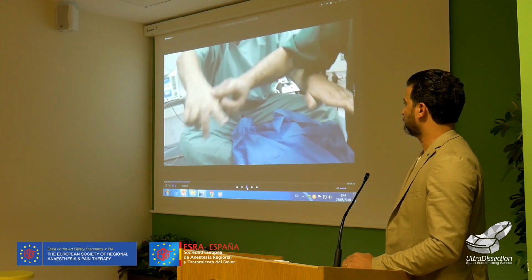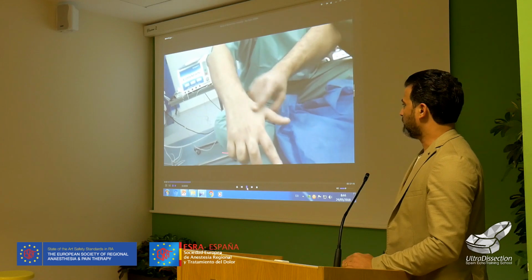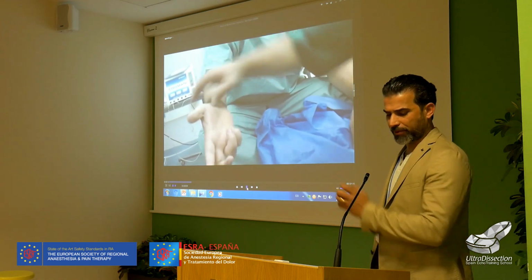What you can see over here: some ulnar nerve is involved in the motor because of disuse.